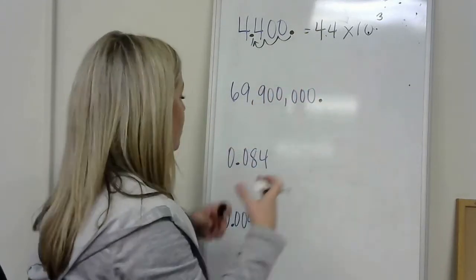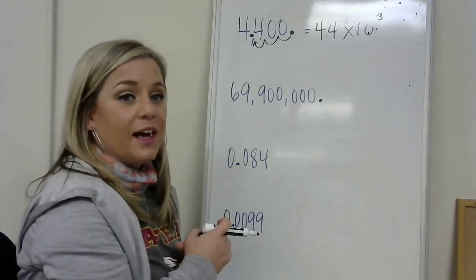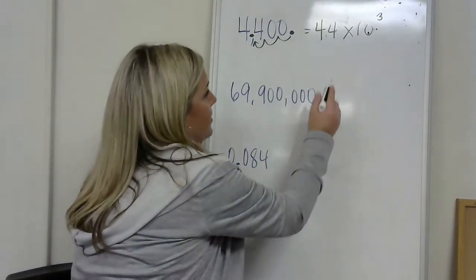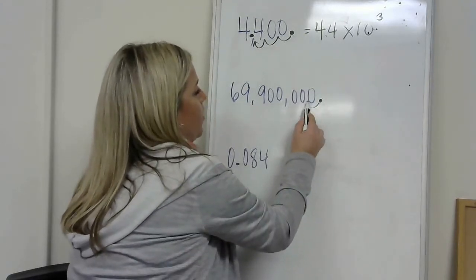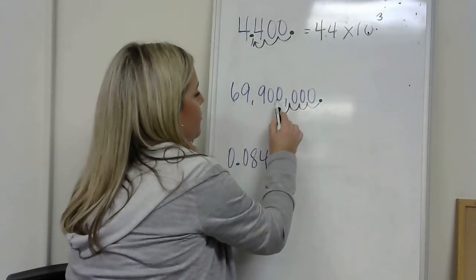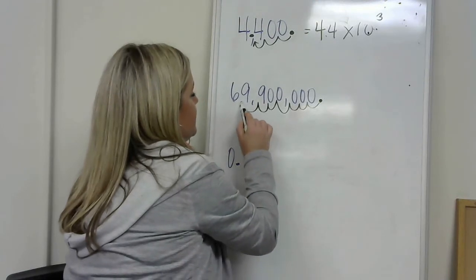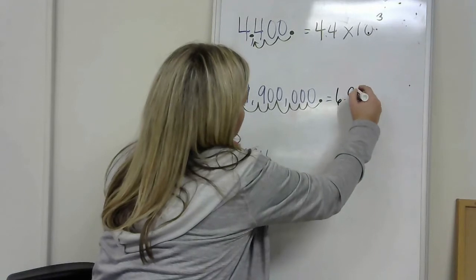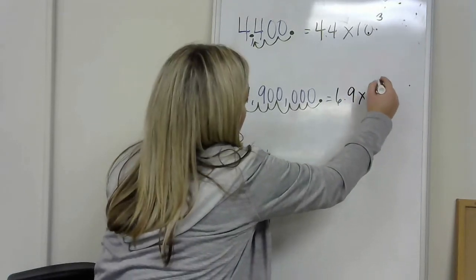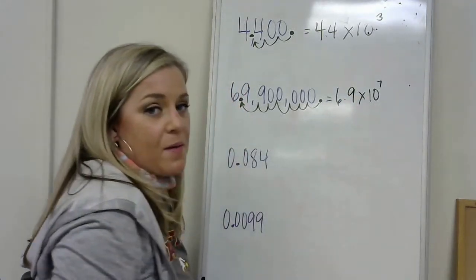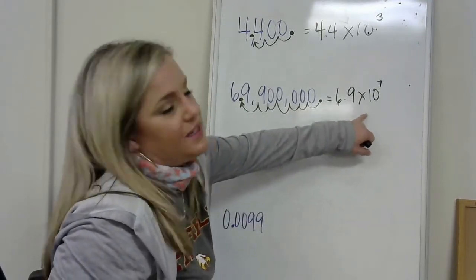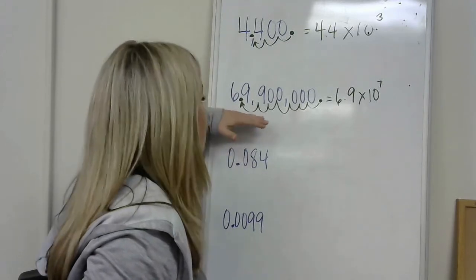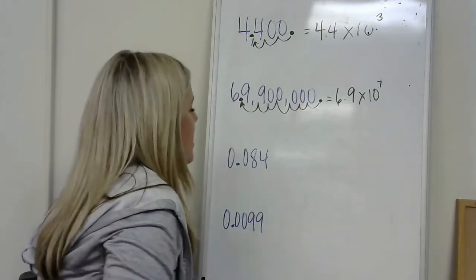Now, this one is a positive number, a positive whole number. It's a full whole number. I'm going to have another positive exponent. So let's see what our exponent's going to be. 1, 2, 3, 4, 5, 6, 7. Okay? So that's the same thing as 6 9/10 times 10 to the positive 7th. So if I plugged in 6 9/10 times 10 to the 7th, I will get 69,900,000.